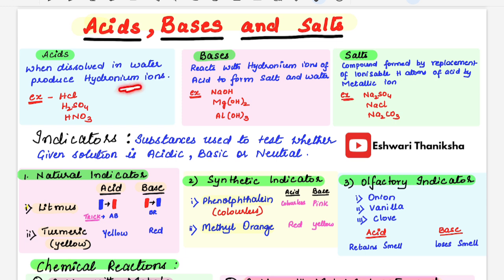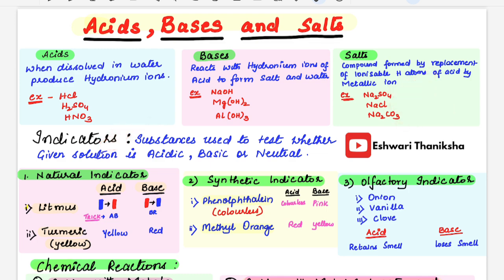It will react with hydronium ion and form salt and water. Some examples I have given: sodium hydroxide, magnesium hydroxide, aluminium hydroxide. And salt, you know that salt is always formed by replacement of ionizable hydrogen atoms of acid by metallic ion. Examples are sodium sulfate, sodium chloride and sodium carbonate.